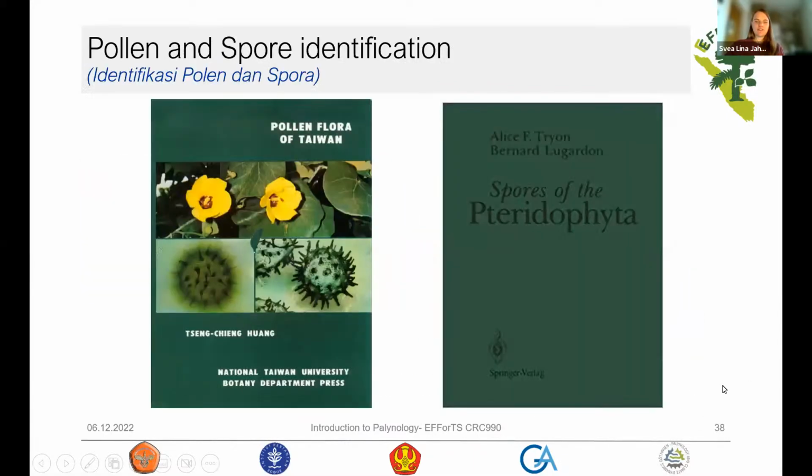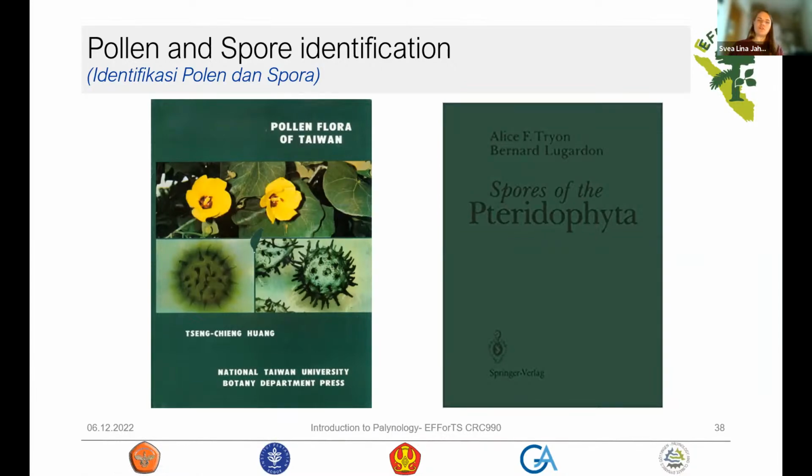But of course, there's also literature. So, for example, just to mention here, the pollen flora of Taiwan, which I think also covers most of the pollen that you also find, for example, on Sumatra, with a nice picture band where you can see also a lot of pictures of pollen. But this also goes for pteridophyte spores, of course. So we also have books which discuss the different morphological traits of spores. So it's always interesting to look into the books also, because sometimes it's nice to have something in hand and to actually just browse through pictures.